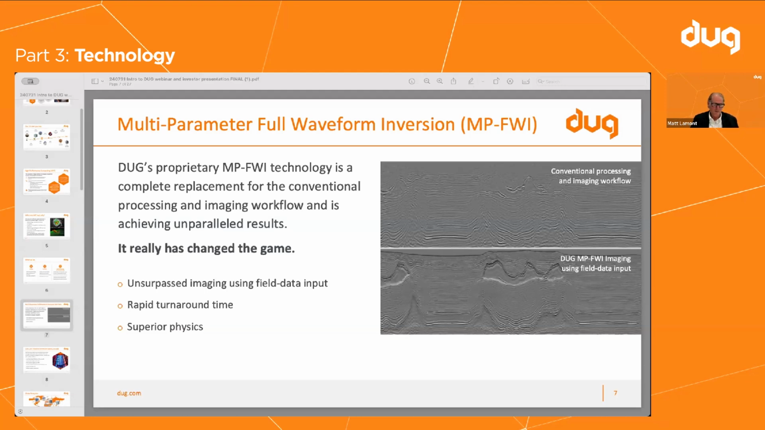And CGG said we should have it in 18 months. So which is quite amazing. That means we're 3.5 years ahead, indeed, if they have it in 18 months. And Schlumberger said it's still a couple of years away. So they know they have to have multi-parameter FWI. The whole world knows that it is the holy grail. It is the ultimate solution.